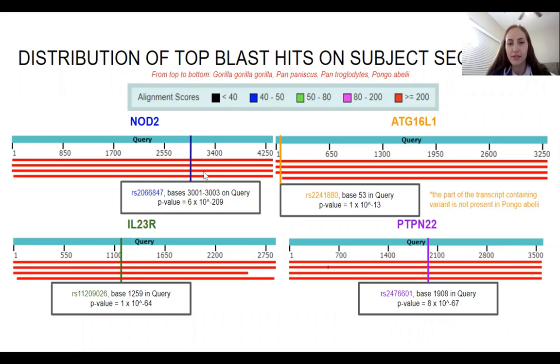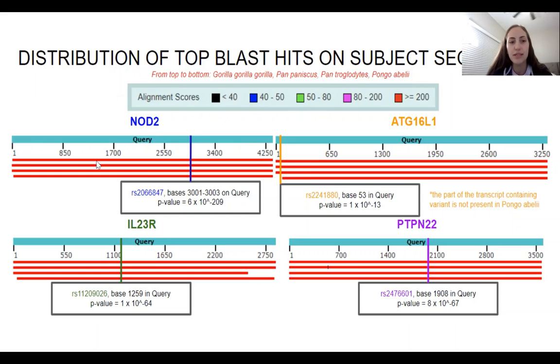So here are the data. First of all, we have the distribution of the top BLAST hits on subject sequences. And so we have these red lines, and those represent the subject sequences. And the top line that is in blue represents the query sequence. So from top to bottom, we have gorilla, gorilla, gorilla, Pan paniscus, Pan troglodytes, and Pongo abelii.